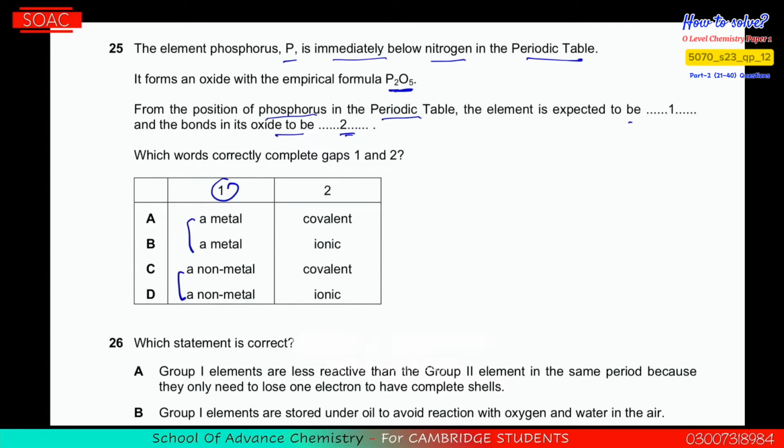Phosphorus is a member of group 5, and these elements are all non-metals. So either C or maybe D may be the correct option. For the second one, phosphorus is going to combine with oxygen. Both are non-metals, so the compound that is most likely to be formed will be a covalent compound. So C is the correct option.